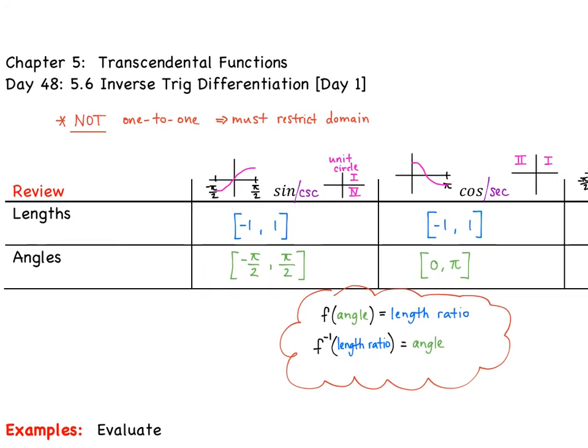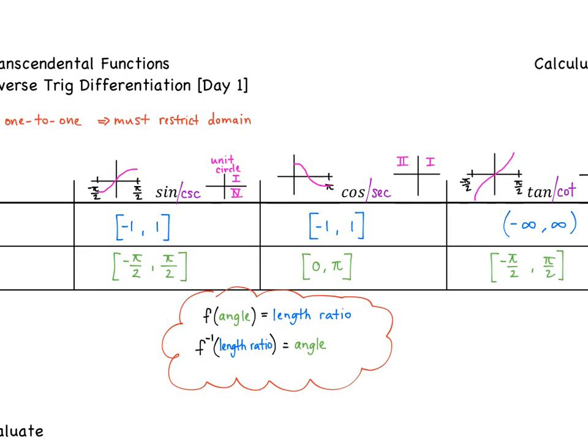Continuing on, looking at cosine and secant, we can restrict our domain here from 0 to pi. Our length will still be negative 1 to 1, and again our angles will go from 0 to pi. So if that's the case, going from 0 to pi on our unit circle, that puts us in quadrant 1 and quadrant 2. And again, this accounts for cosine and secant.